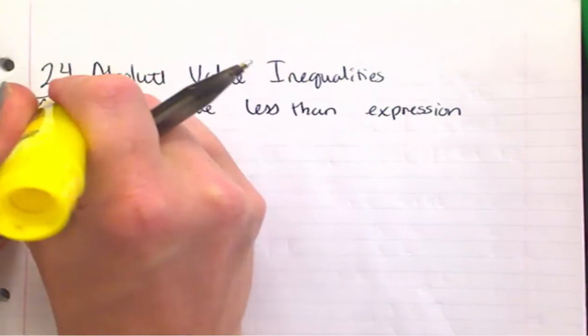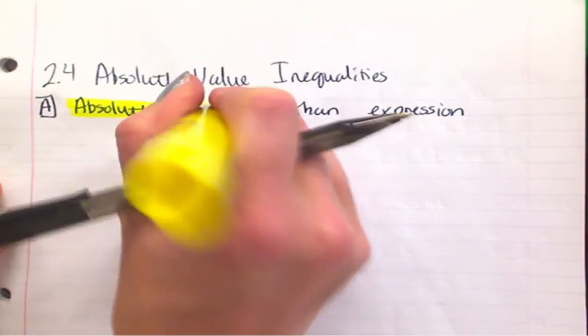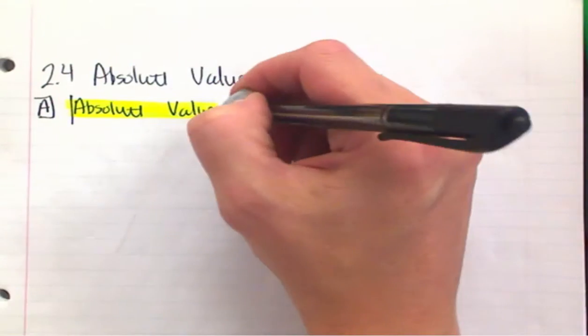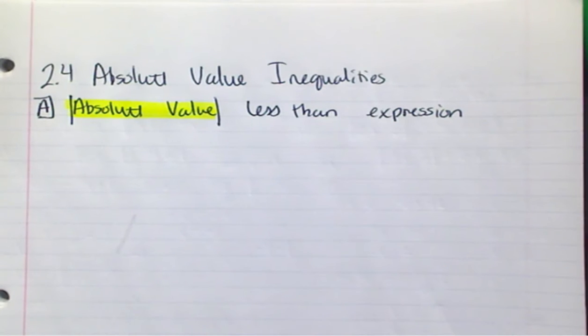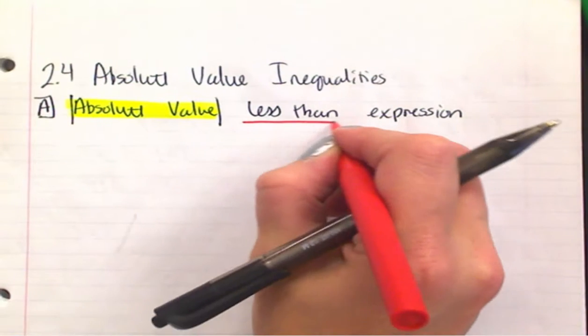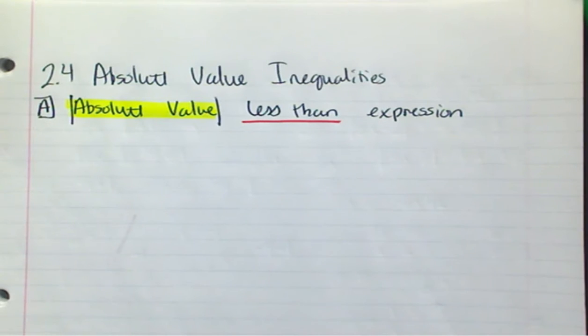Okay, so absolute value is typically the quantity that I am isolating. That doesn't change. There's a lot of similarities to what we've been doing. Okay, so we're going to do less than an expression. Could be a number, could be 3x plus 5. Okay, and so I'm going to translate this.